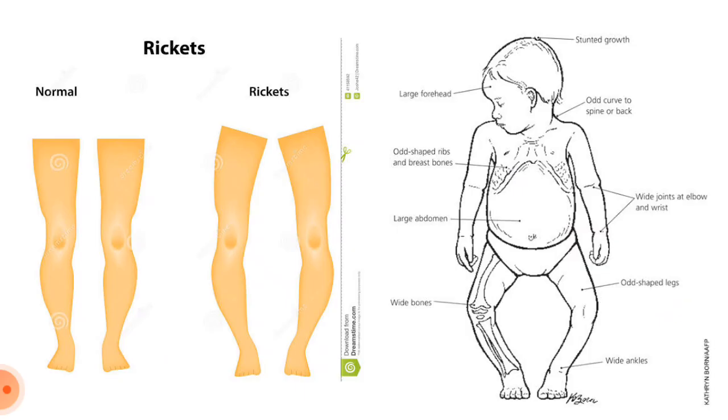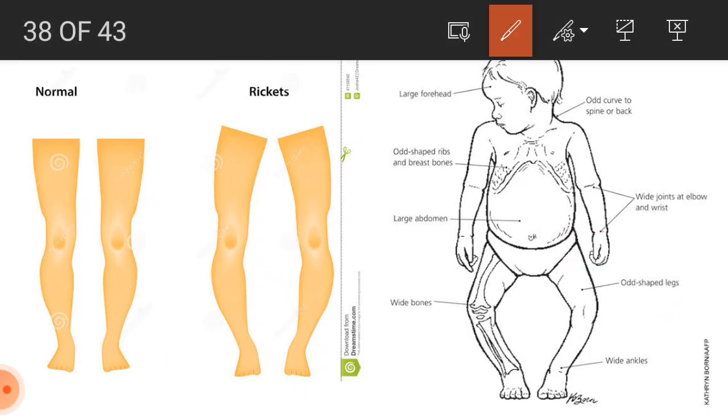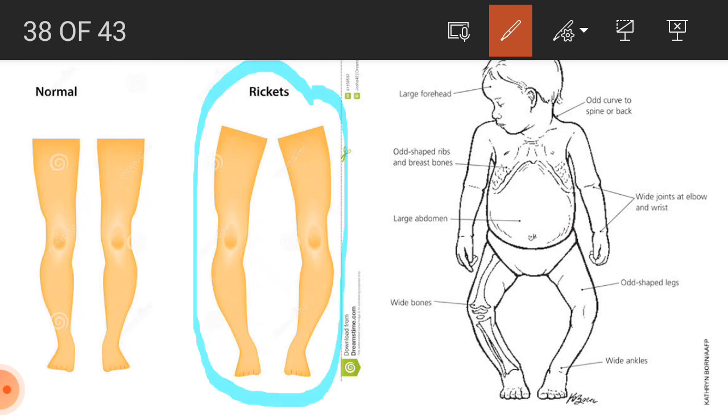So this is a typical picture showing how rickets look like, or how a person suffering from rickets will appear. And this is a person with normal physiology of the body. This is caused mainly due to the deficiency of vitamin D. These are the typical signs of a person with rickets.